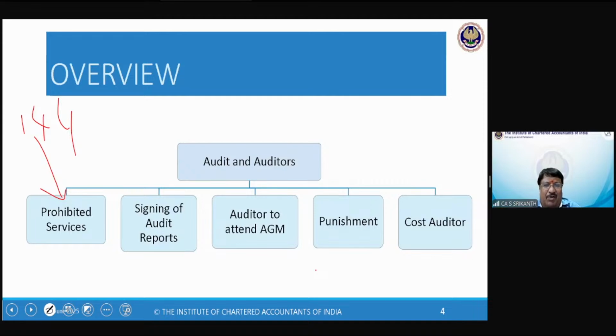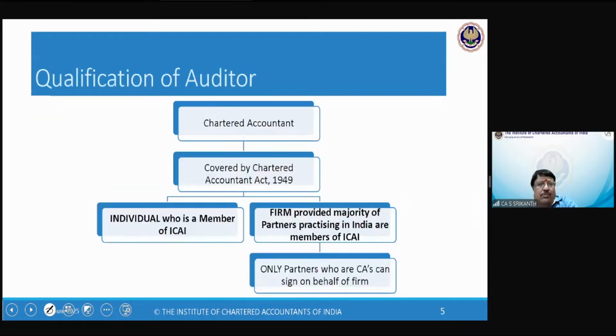It's like a video game, level 1, level 2, then level 3, like that. You have to keep on moving up. Auditor to attend AGM. Of course, this is the Companies Act. Don't forget that. Every section will have a punishment. Then finally, we'll see cost auditors.